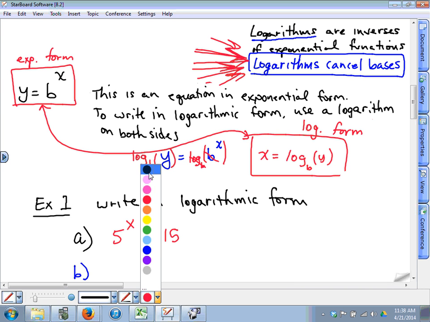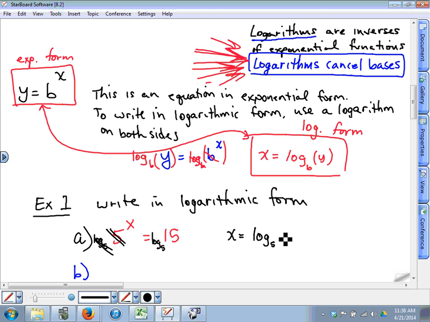So what would you do? We'd have to use a log base of 5, right? So I'm going to do a log base of 5 on this side, and also a log base of 5 on that side. These cancel, right? So x equals log base 5 of 15. And you just leave it. And you move on to the next one.